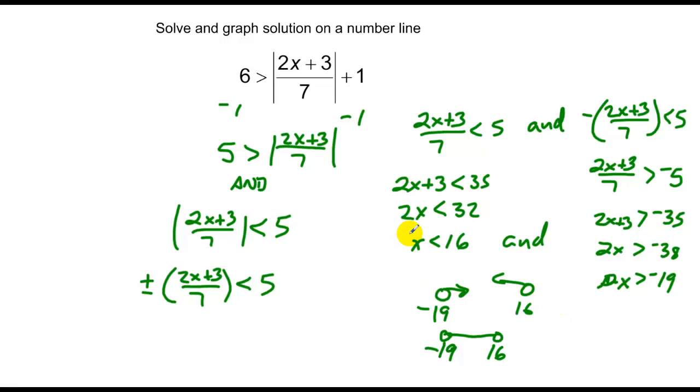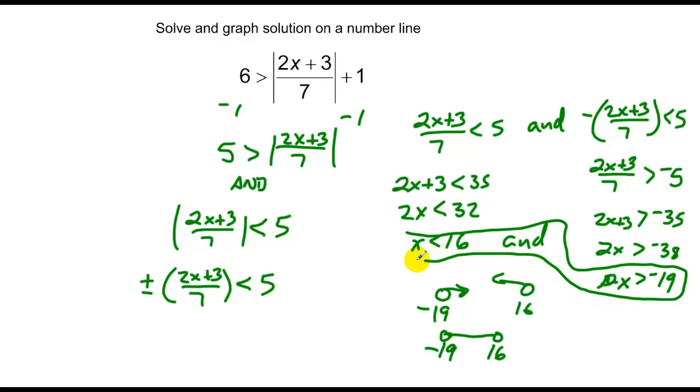And this, in theory, would be my algebraic answer, or I could write this as negative 19 is less than x, which is less than 16. If I wanted to use interval notation, that's just negative 19 comma 16, parentheses around both. Either way will work.